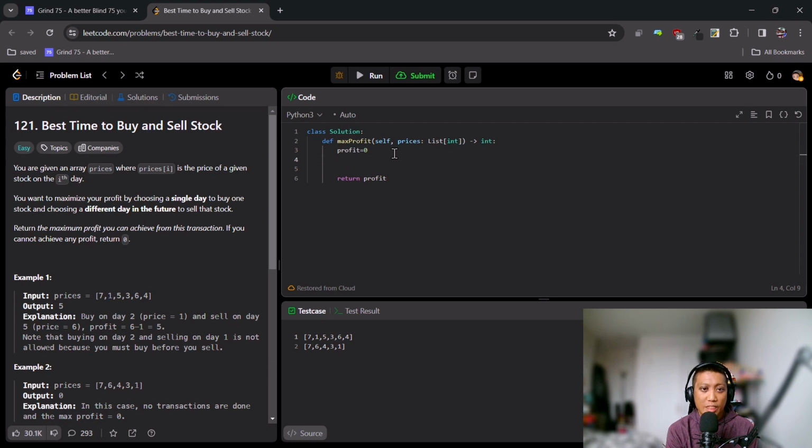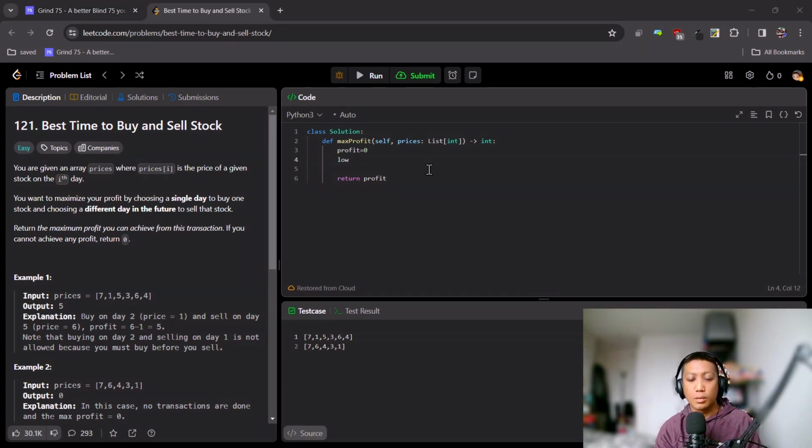All right, so I think this is something where we need to track lowest. What happened? Okay, it's not working. All right. Sorry about that. That's keyboard issues. All right, so we want to track the lowest that we've seen so far.